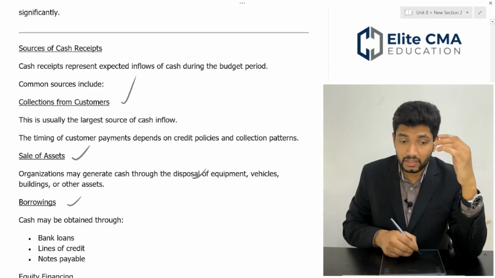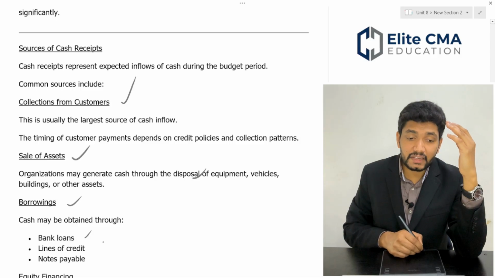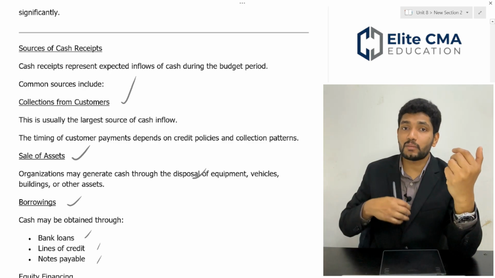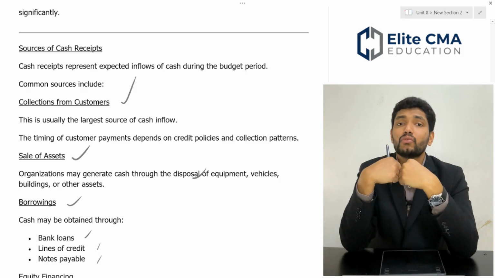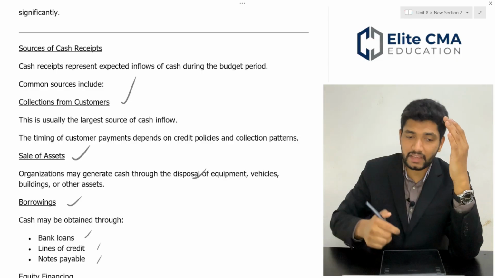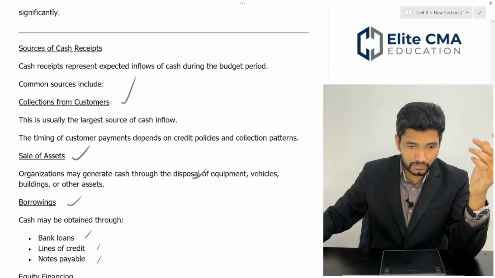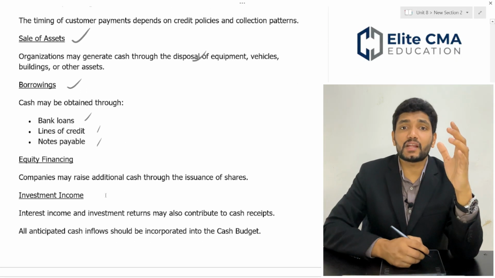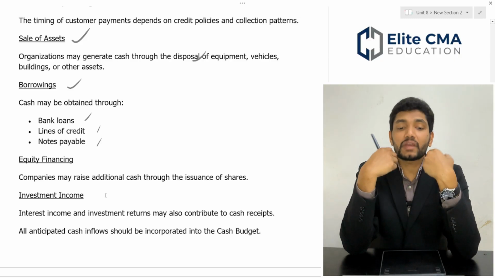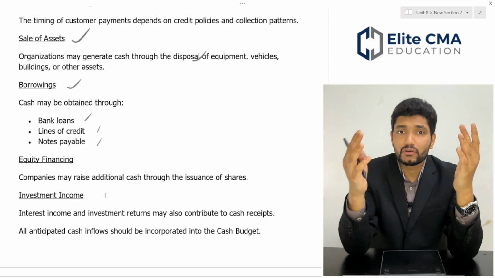Borrowing means a bank loan, line of credit or notes payable. These are financial tools or instruments the company can use to borrow money to finance its cash shortage. Then equity financing. Equity financing means the company can generate cash inflow by issuing shares or equity shares.